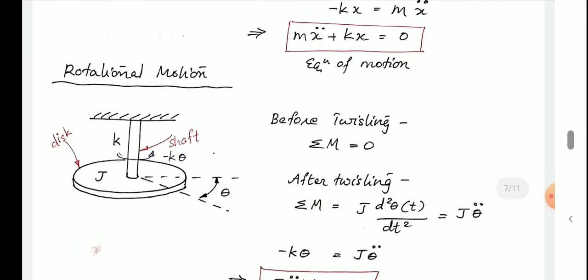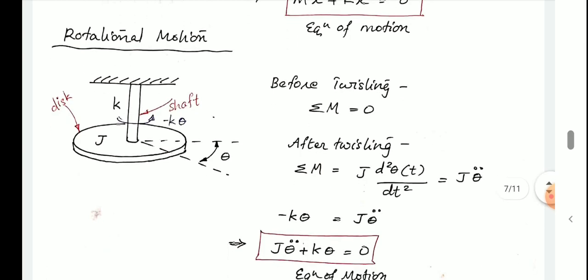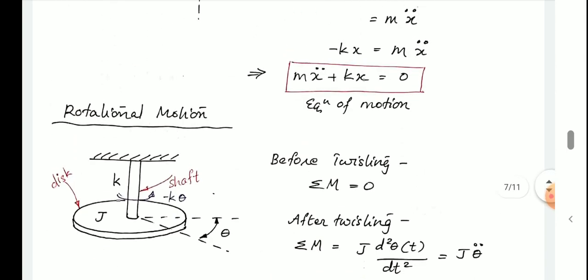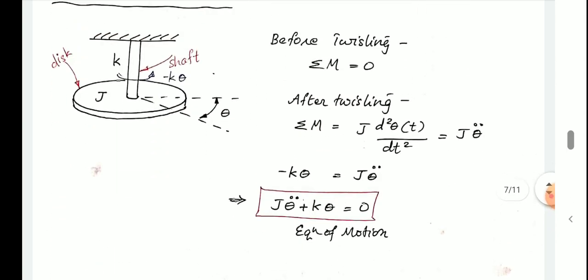Now convert all the things into a rotational motion scenario. We have a rotating disc which is keyed to the roof using a shaft. Now the rotational equivalent of mass here will be J or I.